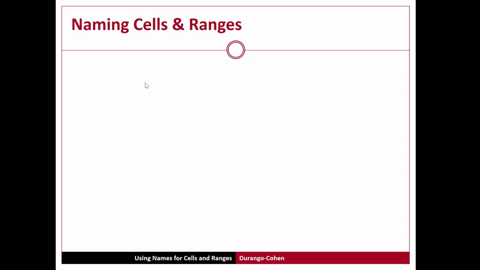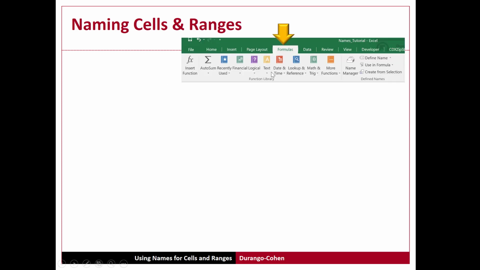In this tutorial, I'm going to talk about using the names functionality to name cells and ranges in Excel. This functionality can be found under the Formulas tab under the Define Names group.